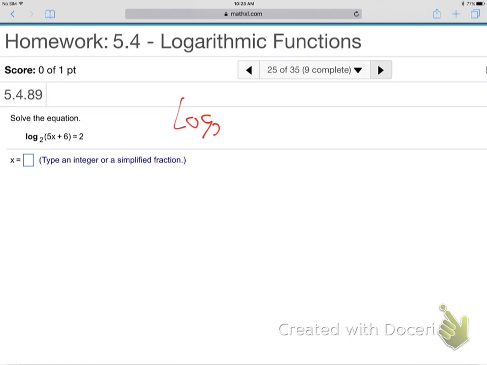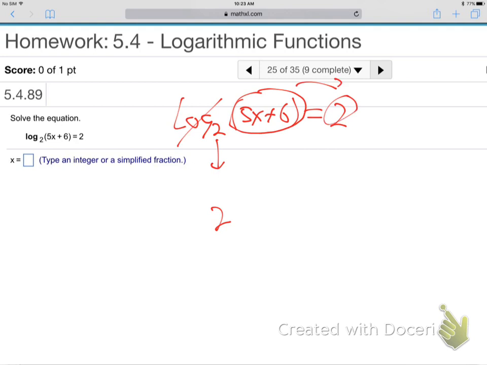So we'll try that one. Log base 2 of 5x plus 6 equals 2. Cross off the log. Base stays the base. Other two switch. What do I mean other two? I mean everything else. This whole piece and this piece, they switch. Instead of 2 to that 5x plus 6 thing, it's 2 to the 2. And the 5x plus 6 goes the other side.